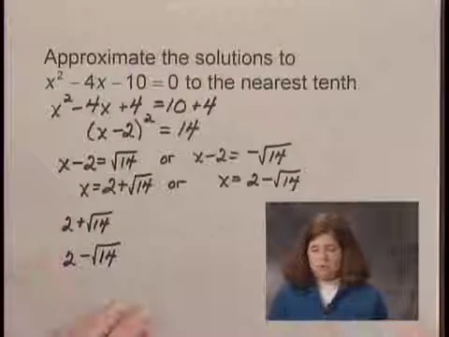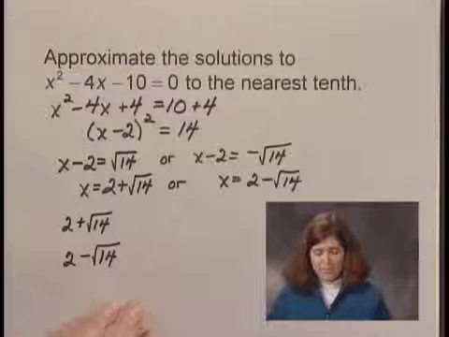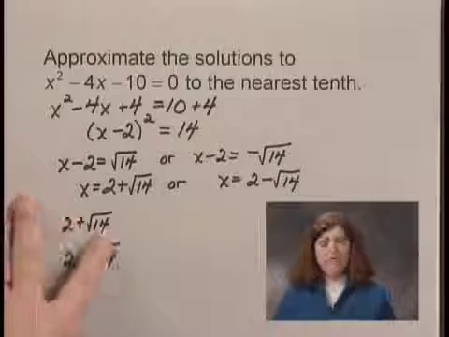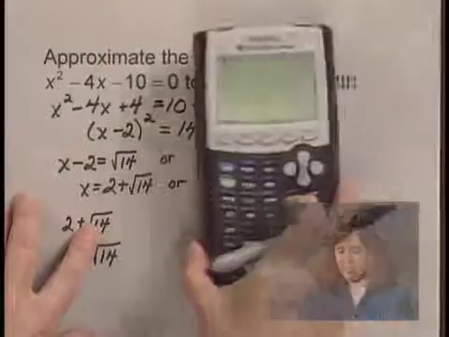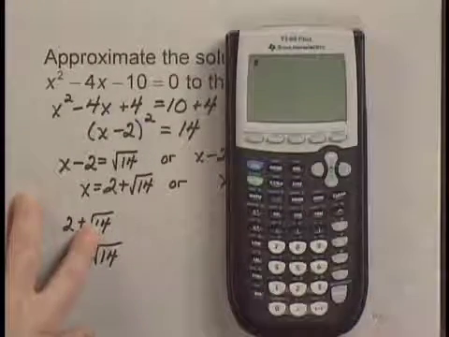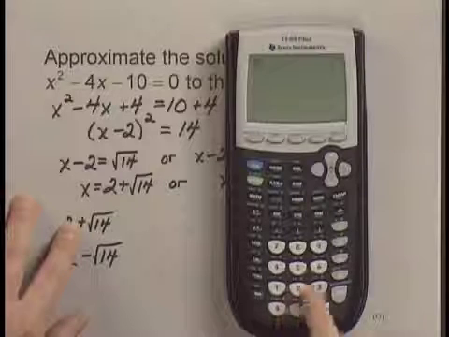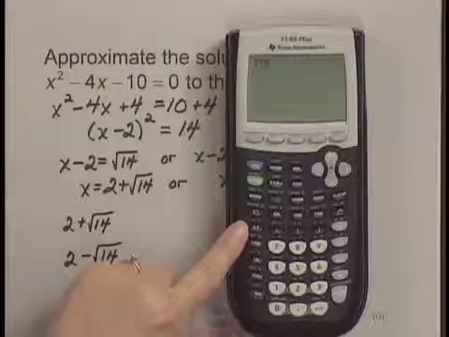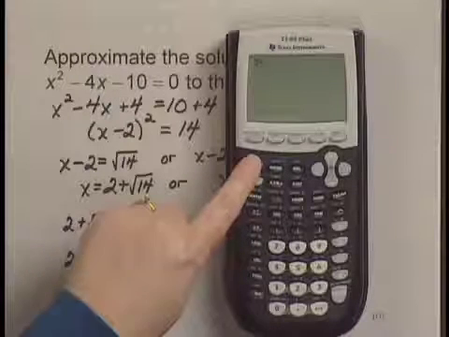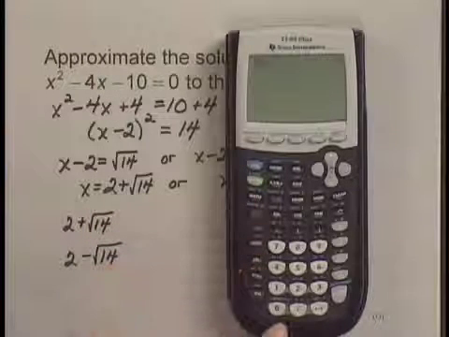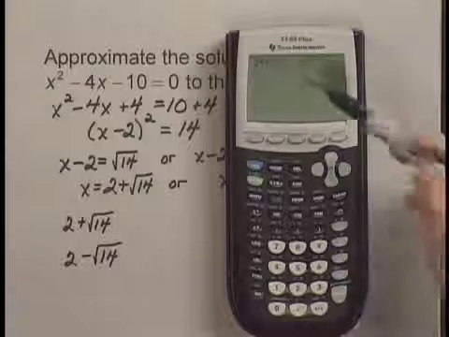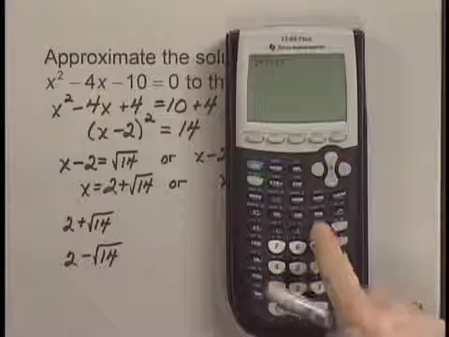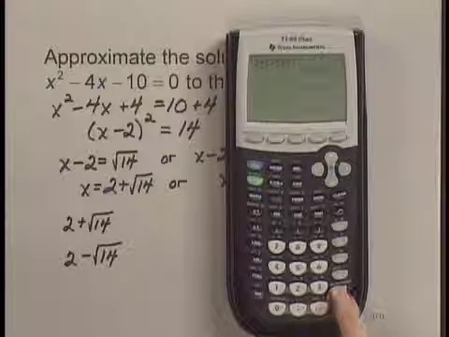To approximate them, we need to use a calculator. And I'll show the calculator strokes for doing this. We have 2 plus the square root of 14. Using this calculator, that would be 2 plus, the square root sign is above the x squared term, so we press second and the x squared term. It gives us a square root sign and a parenthesis. I type in 14, close the parenthesis, and press enter.